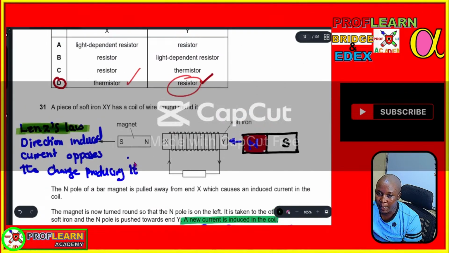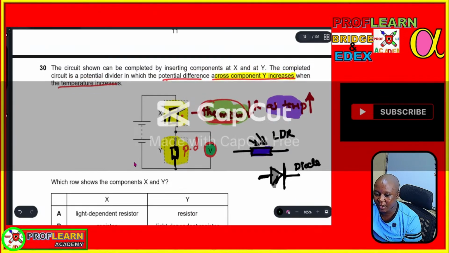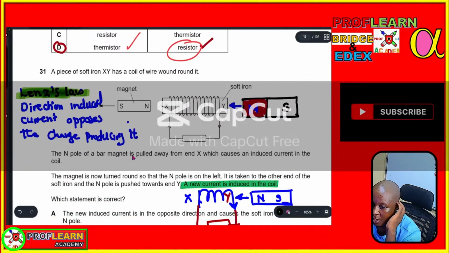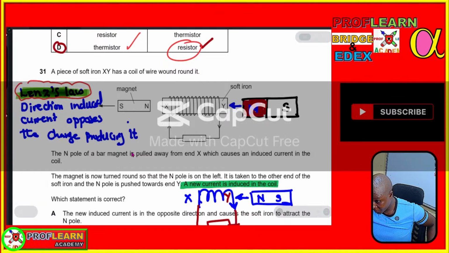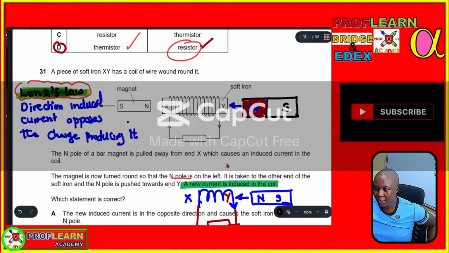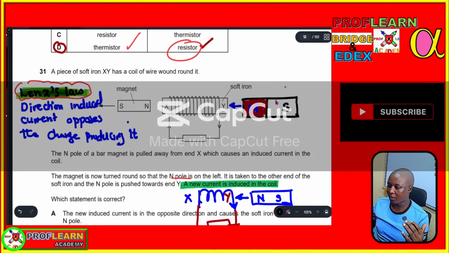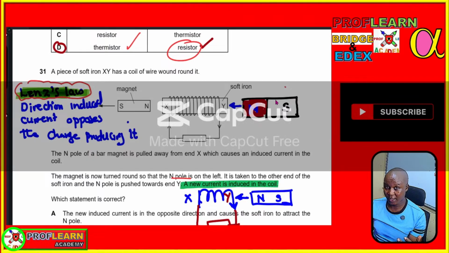So for question number 30, we have answered that. For question number 31, we are going to use Lenz's law. We are told the north pole of the magnet is pulled away from X. Then the magnet is turned round so that a north pole is on the left. You can see on this magnet we have a north pole on the left and the south pole on the right. Then it's brought to Y and pushed through the solenoid there.